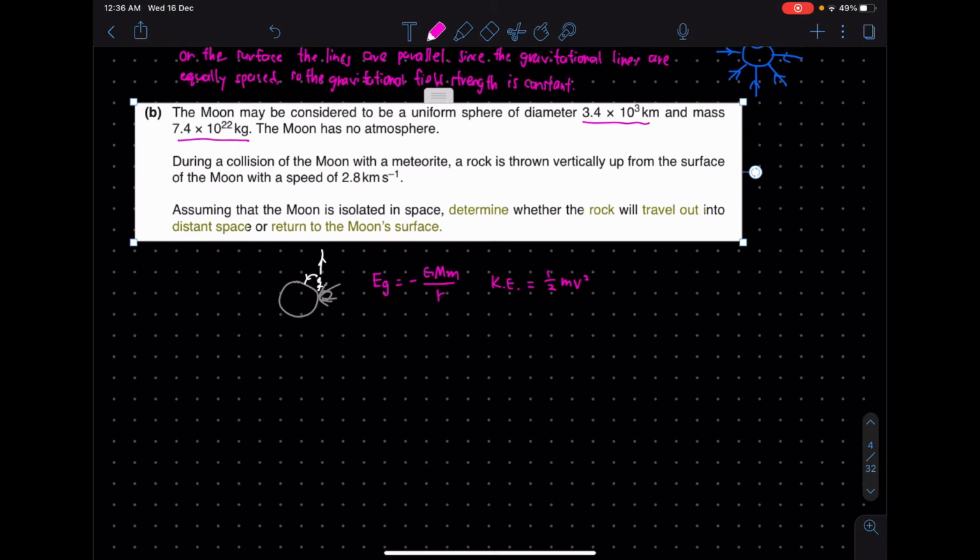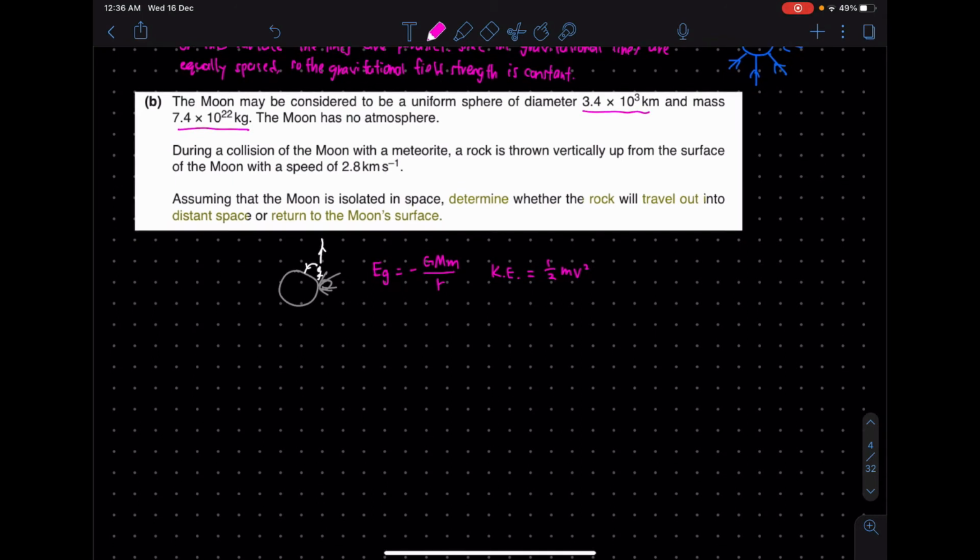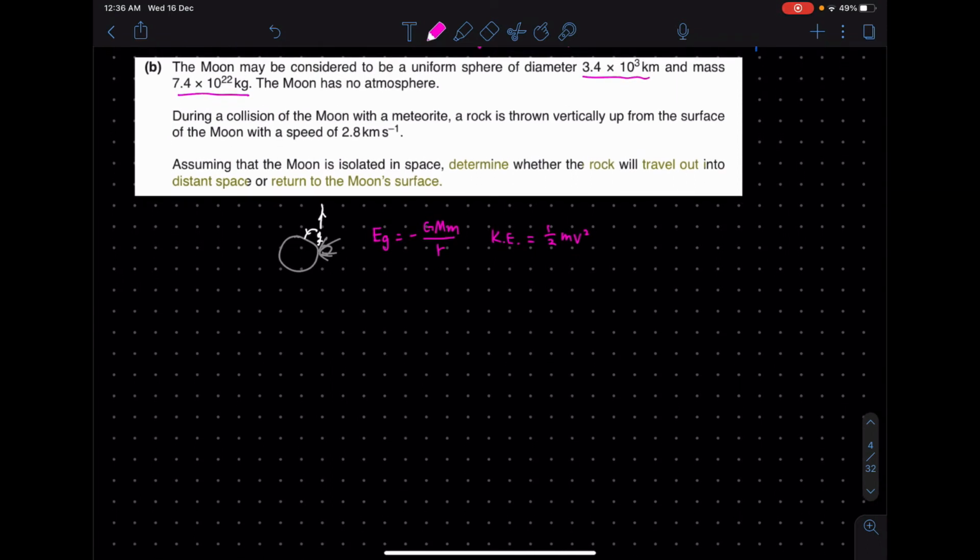So to determine whether or not it will travel out, it's quite simple. We can assume that if the gravitational potential energy is greater than the kinetic energy, then this means that the moon has enough energy to drag the rock back down to its surface. But if the kinetic energy of the rock is greater than the gravitational potential energy of the moon, this means that the rock will be able to escape. I think it sounds quite intuitive. Now we'll begin our calculation.